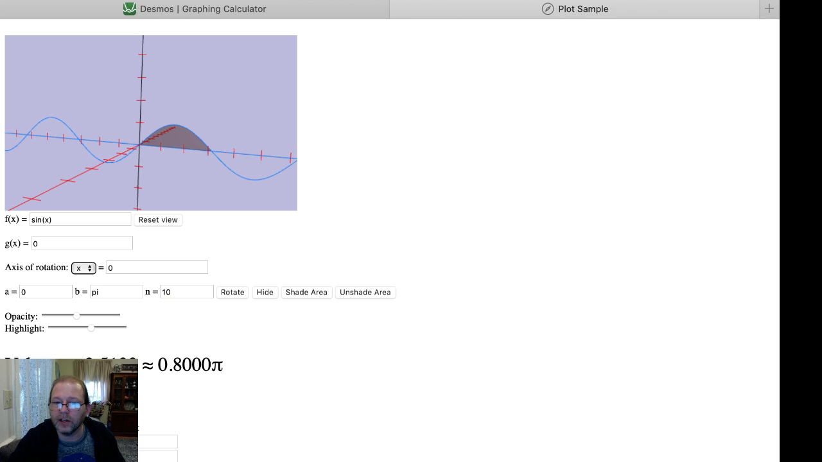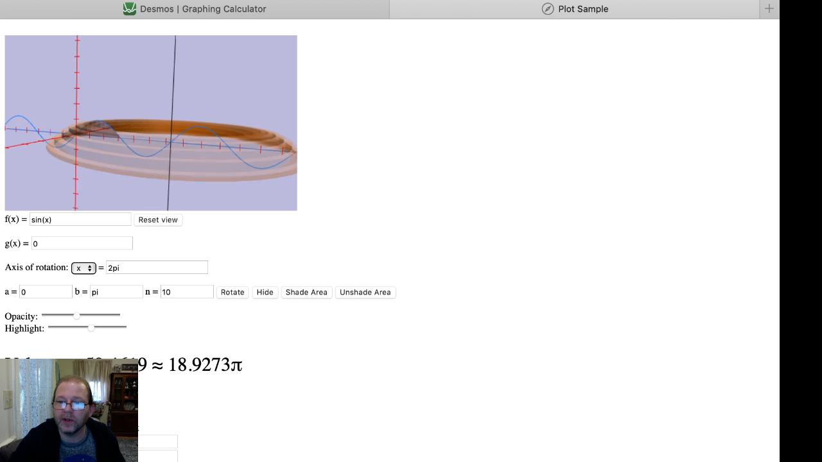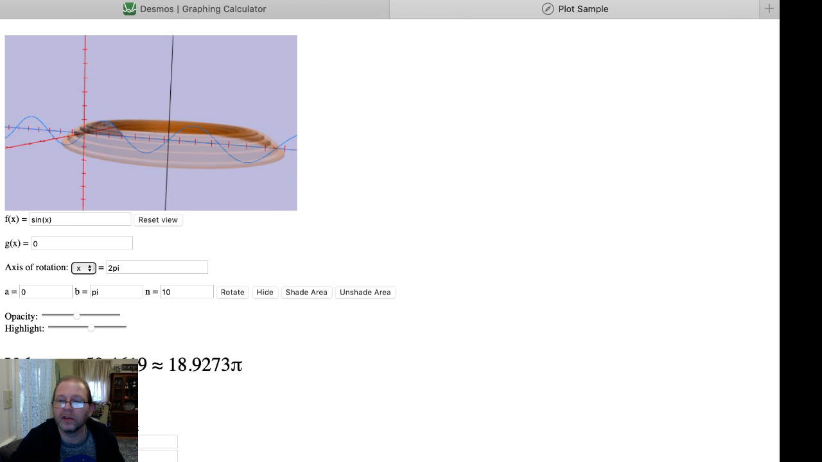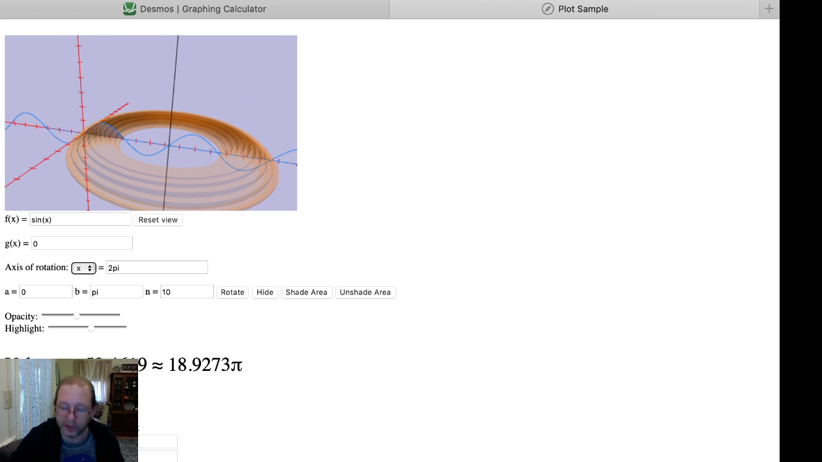And if I rotate it now, oh wait, that's not the right place to rotate it around. We want to rotate it around the line x equals 2 pi. So when I enter that in, notice it puts my axis there, and I'm going to rotate it, and we get this big thing. I need to optimize this for size for the image. Let's see, what's the volume? 59.4.